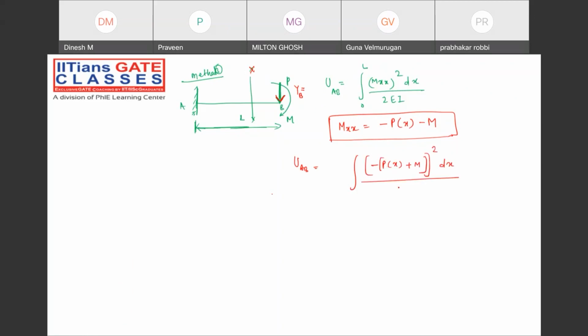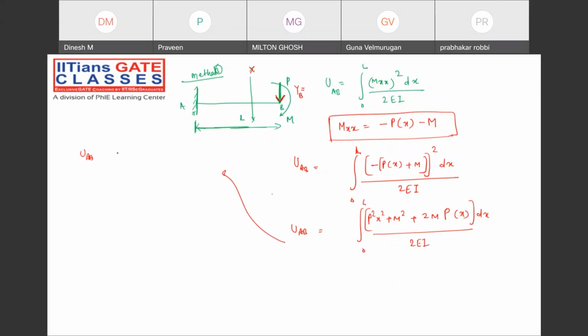Into dx divided by 2EI, from 0 to L. So the strain energy: a plus b whole square will be a square plus b square plus 2ab. All of you, please check it out. A plus b whole square is a square plus b square plus 2ab. Minus a square will become what? Plus. Minus 1 square will become plus.